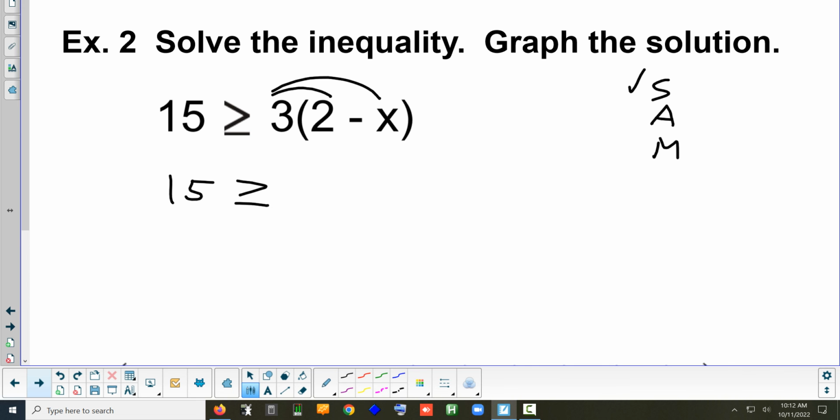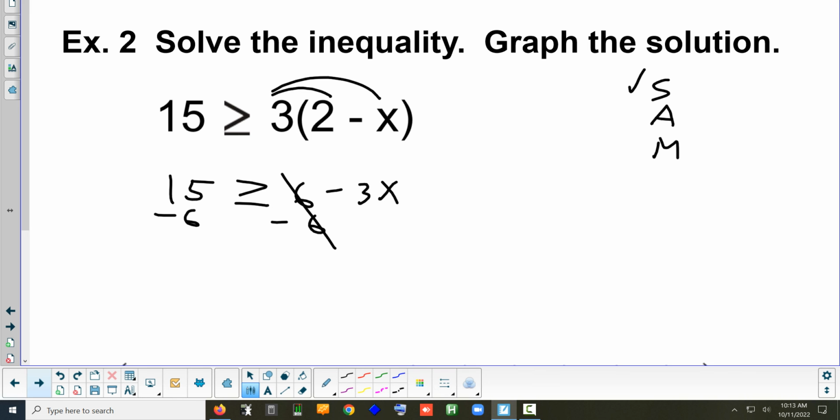And now distribute. Tirza, 3 times 2 gives me 6. And Micah, 3 times negative x. Good, negative 3x. So there's our first step. Simplify is done. Michael, do you see any adding or subtracting? You can subtract 6 from both sides. Yes, we can subtract 6 from both sides.